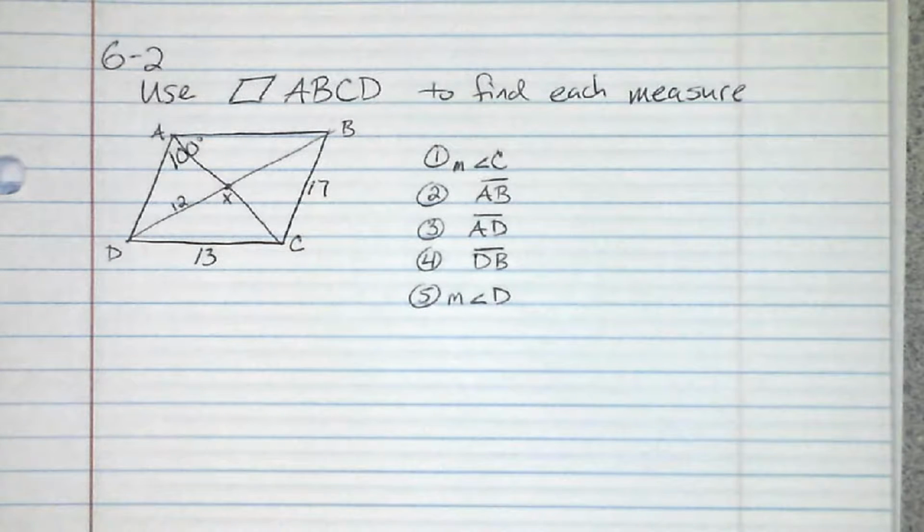Next, if a quadrilateral is a parallelogram, its consecutive angles are supplementary. Remember, supplementary means they add up to 180. So that means the angles that are next to each other add up to 180.